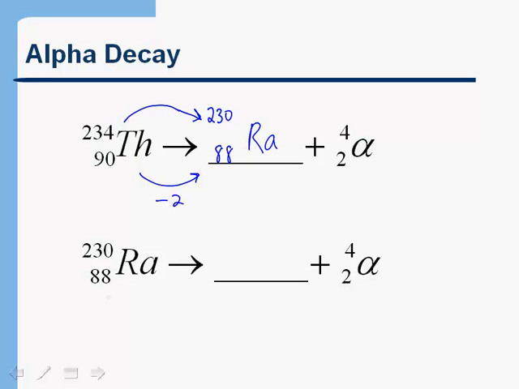Another example, if we take radon, turns out that's radioactive as well, and that would decay. That would become 86, because again we'd lose 2 protons, and the top number would become 226. And if you look that up on the periodic table, you would find that's Rn. Right? So that's what alpha decay looks like.